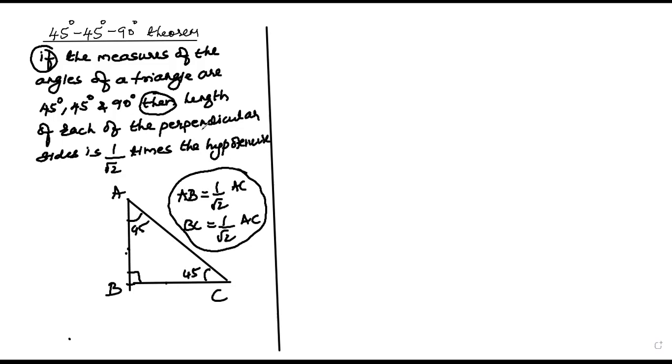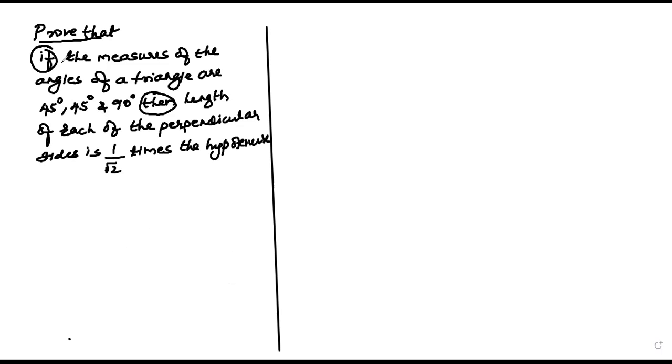Okay, now if it comes in your exam, to prove that, if it comes in an exam like this: prove that if the measures of the angles of a triangle are 45 degree, 45 degree, and 90 degree, then the length of each of the perpendicular sides is 1 upon root 2 times the hypotenuse.